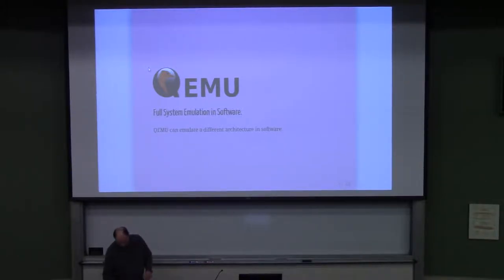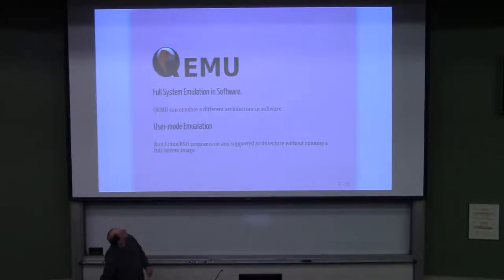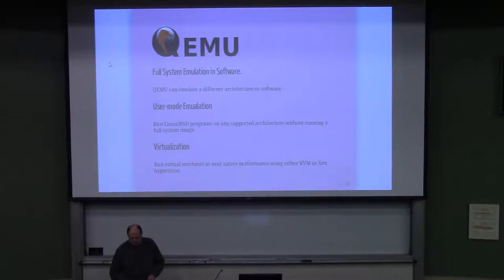Okay, so QEMU, which is probably the oldest component of the stack, can emulate other hardware. It doesn't run very fast when it's doing this, but it can do it. So you can actually do something like an ARM on your x86-based computer. It dates back to 2003.